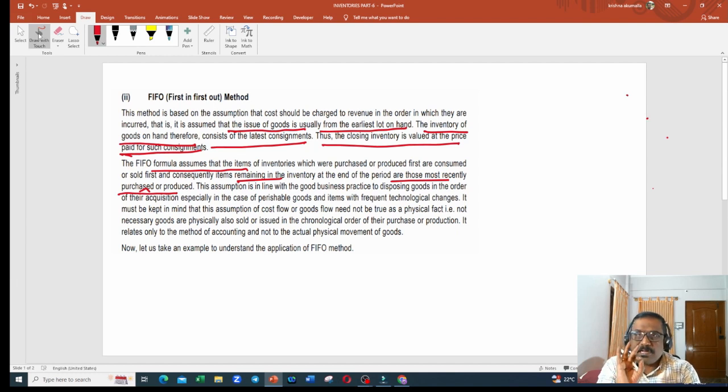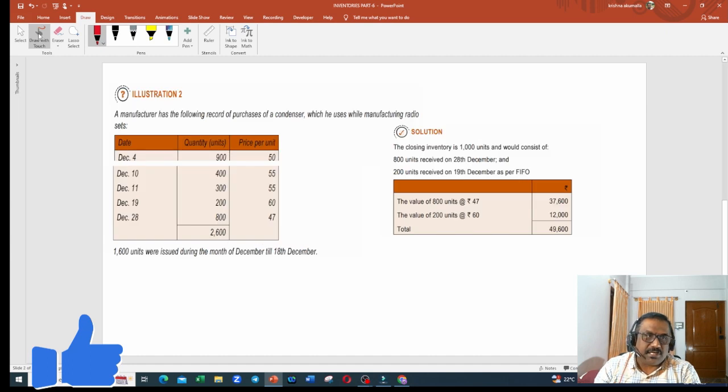Once again, let me conclude this first in first out method. The first in first out method says the first material purchased will be issued to the production. The latest purchase will be considered for inventory purpose. Simple. There is not much complication in this. Okay, let us move on to the illustration now.